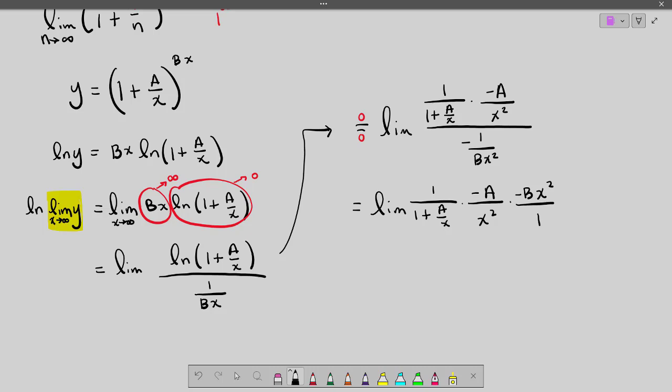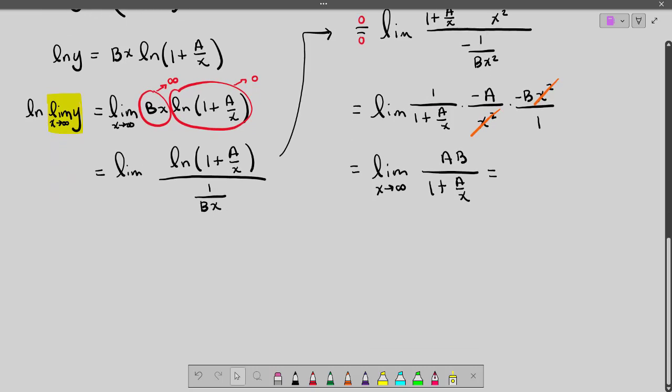So we've got that. The minuses smash together and turn into a plus. Let's see, the x squareds will cancel, right? Those will go away. So what are we left with? We have limit. It's now positive. We have ab in the numerator. In the denominator, we have 1 plus a divided by x. So what is that limit as x goes to infinity? A times b. A times b. Because this little guy here is going to 0. So our overall limit is ab.